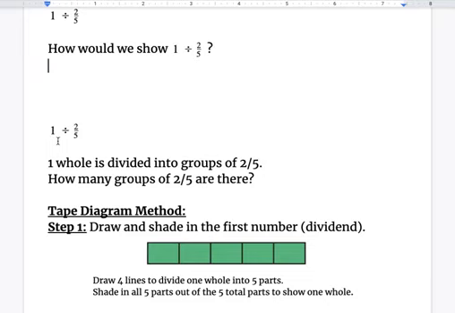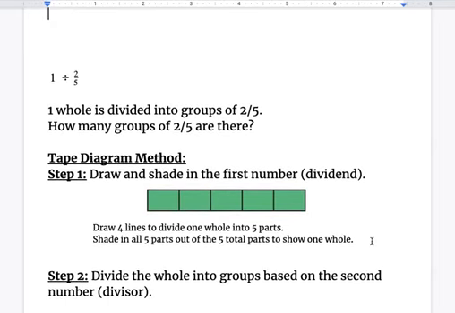It's kind of like your trail mix bag. This is the entire bag of trail mix. There's no air or anything like that. So the whole thing is shaded in. And I drew 5 parts inside so that I can prepare for my divisor.